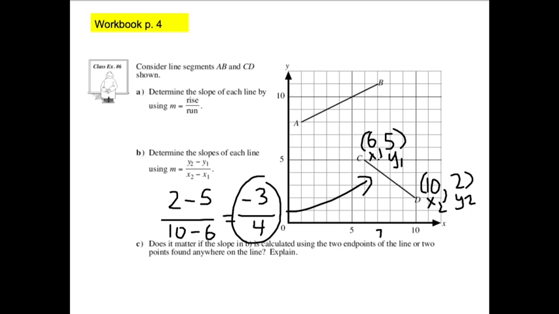And for C, it says, does it matter if the slope in B is calculated using the 2 endpoints of the line or 2 points found anywhere on the line? It will not, because this is a straight line and the steepness will be the same.